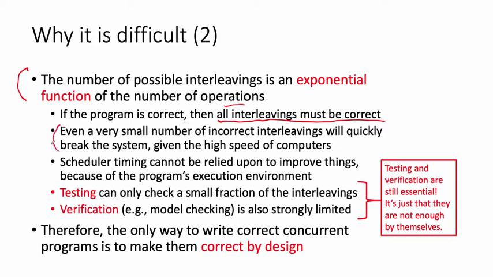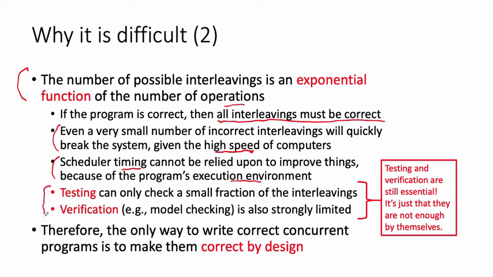Even if there's an extremely small number, maybe there's only 2 that are wrong out of 10 billion, that's too much. The system will break, given the high speed of computers running at gigahertz. The scheduler will not fix this. Scheduler timing, you cannot rely on it because it depends on the environment of the program. If other things happen in your computer, this will change the scheduler timing. So you cannot use scheduler heuristics to avoid bad interleavings. It's a very bad way to do it.